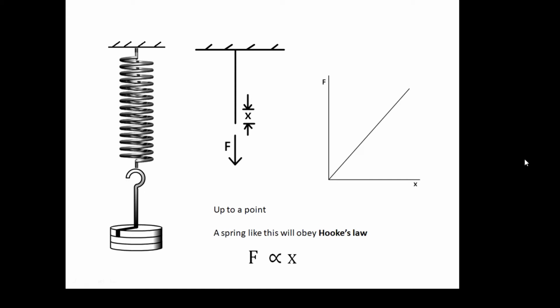And Hooke's law, after Robert Hooke, basically says that the graph will be a straight line. F is proportional to X. The graph is a straight line. Traditionally, we put F on the y-axis and X on the x-axis. It could be the other way round, but traditionally it's a force against extension like that.